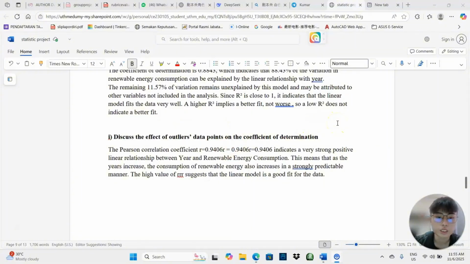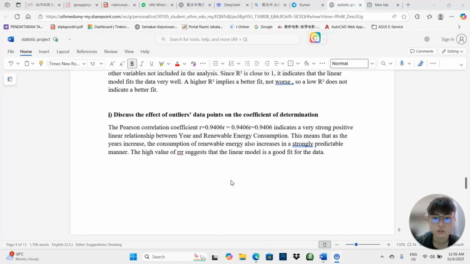And the last, we also discuss the effect of outlier data points on the coefficient of determination. So the Pearson correlation coefficient R equals 0.9406, which is an indication of a very strong positive linear relationship between years and renewable energy consumption. This means that as the year increases, the consumption of renewable energy also increases in a strongly predictable manner. So the higher value of R suggests that the linear model is a good fit for the data. So that's all. Thank you very much.